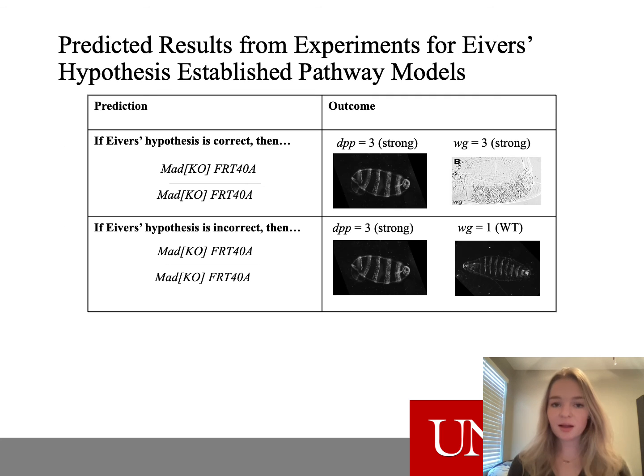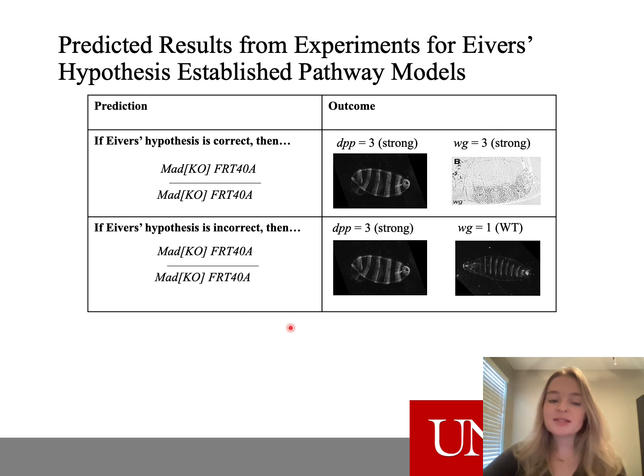So the scoring scale and the reference embryos are really useful when looking at predicted results of this experiment. So if Evers' hypothesis is correct and MAD does function in both the BMP and Wnt signaling pathways, then what we would see in a homozygous MAD knockout embryo is that it would look both like a DPP null allele and a wingless null allele, indicating that MAD does function in both signaling pathways.